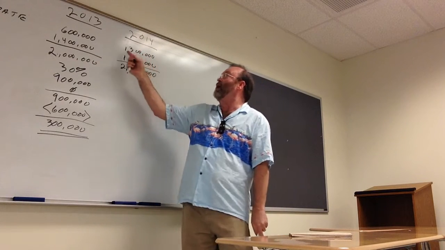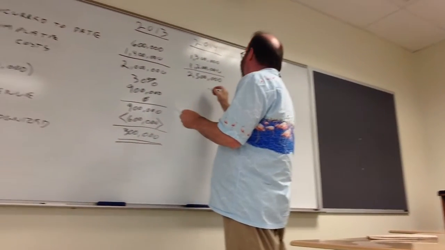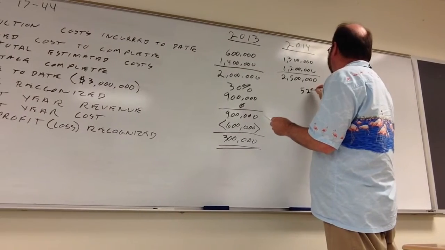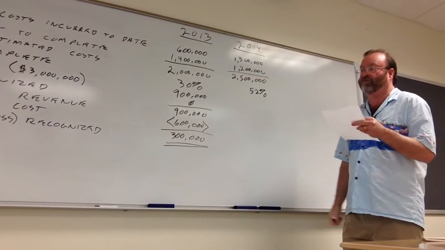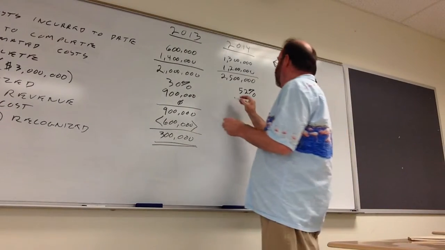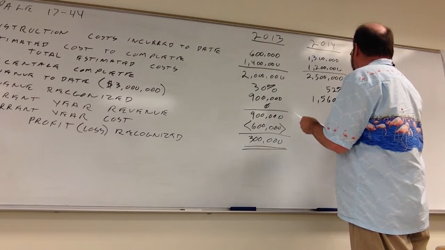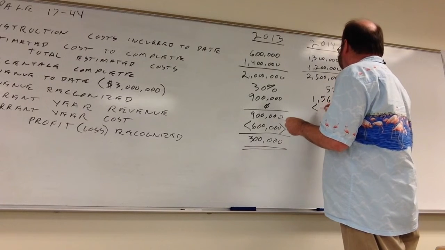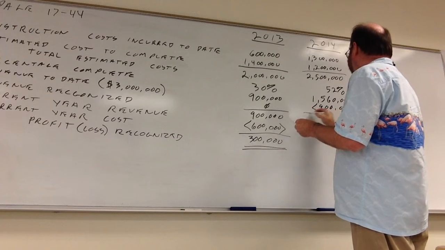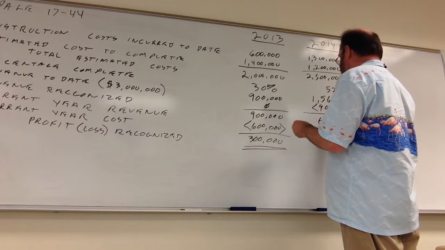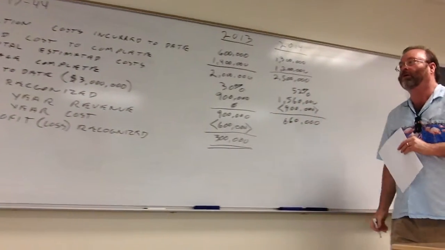All right, so now $1.3 million divided by a total of 2.5 gives us 52% complete. 52% of the $3 million contract price is $1,560,000. We've already taken 900 of that, leaving us with 660 for the current year revenue.